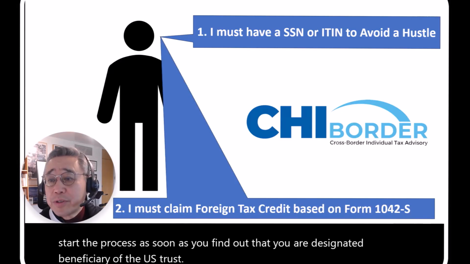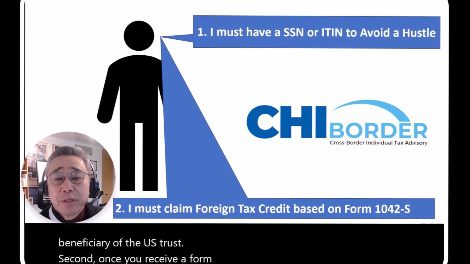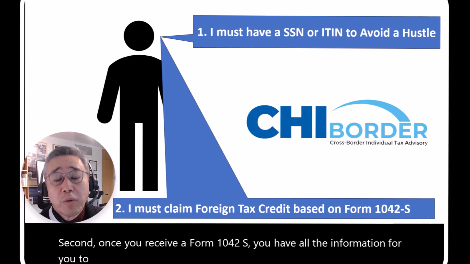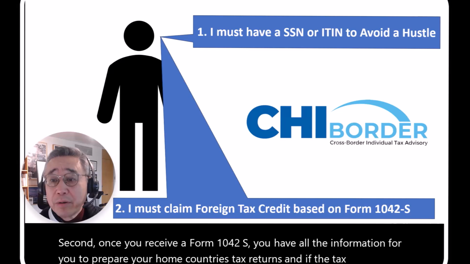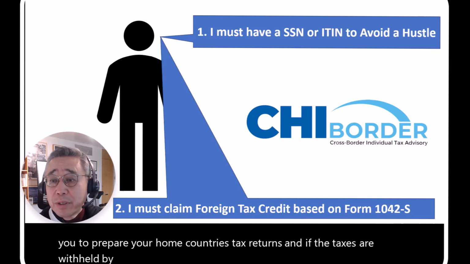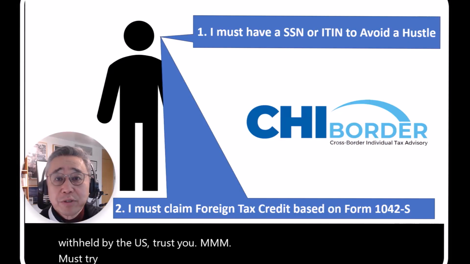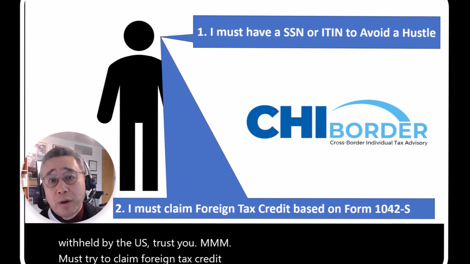Second, once you receive Form 1042-S, you have all the information for you to prepare your home country's tax returns. And if taxes are withheld by the U.S. trust, you must try to claim a foreign tax credit against your home country's tax amount.